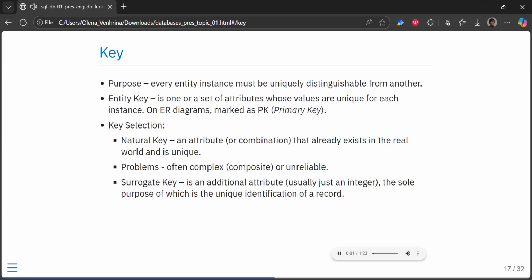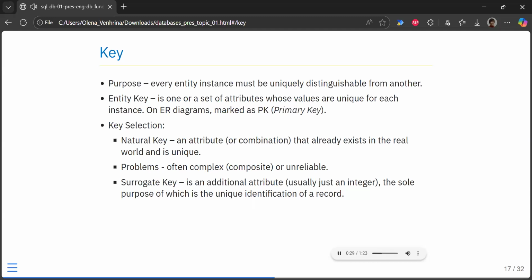So we have our entities and attributes, but a fundamental problem arises. How do we guarantee distinguishing one instance from another? For example, we might have 2 students Bondarenko Serii with the same date of birth. How does the system understand who is who? For this, every entity must have a key. A key is an attribute, or set of attributes, that guarantees the uniqueness of each record. In our diagrams, we mark it as PK or primary key.